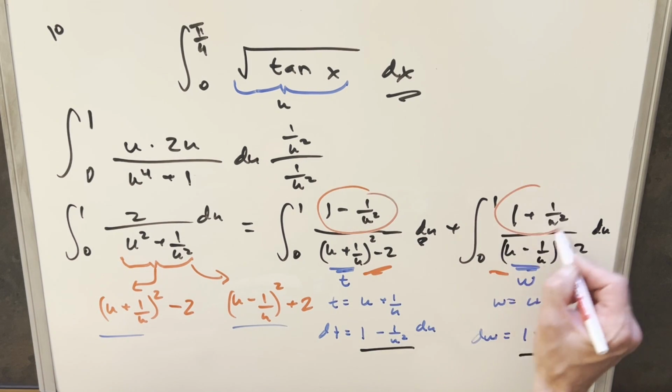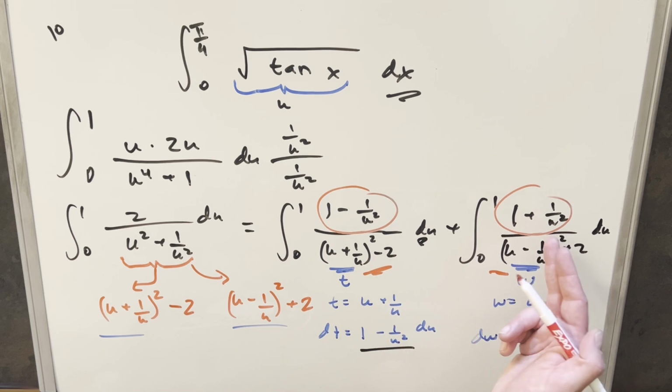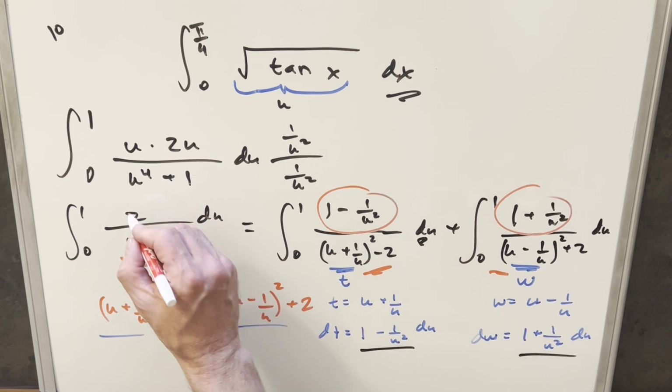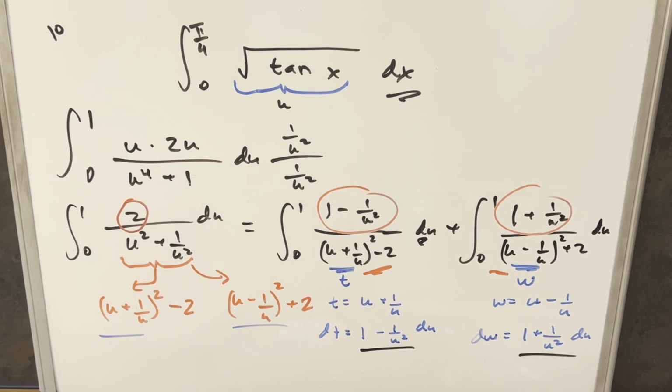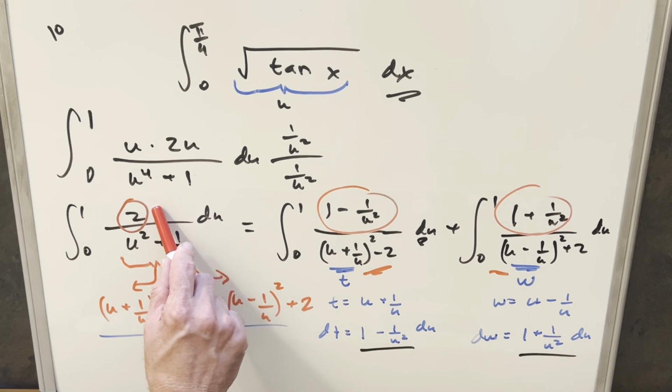You can add this and this. When you do that, the 1 over u squareds are going to cancel. 1 plus 1 gives this 2 here. So we didn't change it at all. Now keep in mind, it won't always work out this nicely. Sometimes you have to multiply by a constant in front. But in this case, it works fine, and we just get back to our 2.